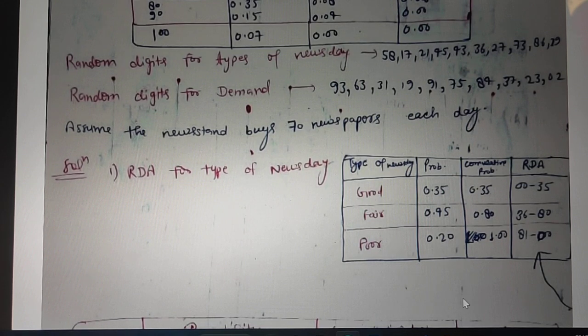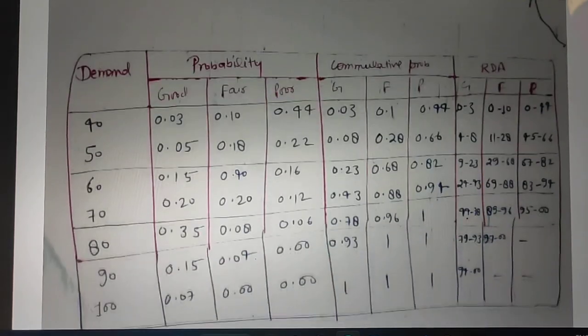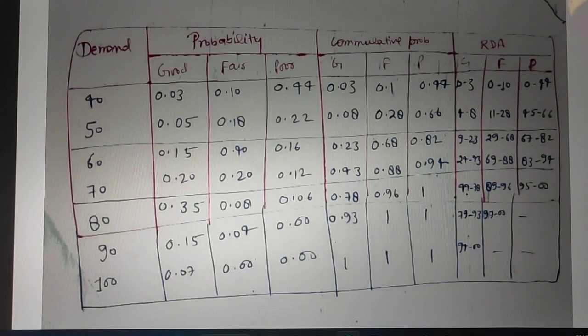For poor it will be calculated accordingly. Now the next step is to find the distribution table for demand and the respective probabilities. The demand is given like this, and the probabilities for good, fair and poor are given to us. Now we have to calculate the cumulative probability for good, fair and poor, and accordingly assign random digits for each.